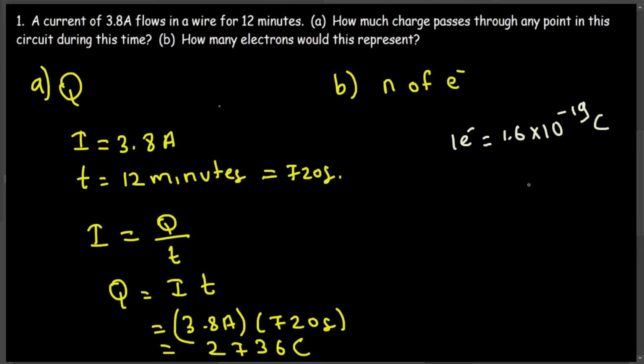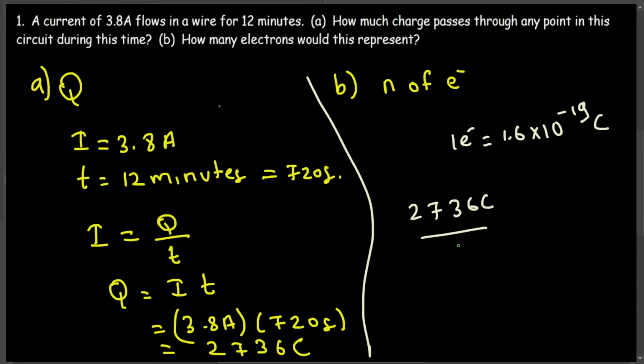Since we have a conversion factor right here, we have to cancel this coulomb and convert into electrons. So 2736 coulomb, and I put a 1 in the denominator. If I want to cancel this coulomb, the coulomb has to be in the denominator, right? So I put the coulomb in the denominator, and the electron in the numerator. So 1.6 times 10 to the power of minus 19 coulomb, and then electron is 1.